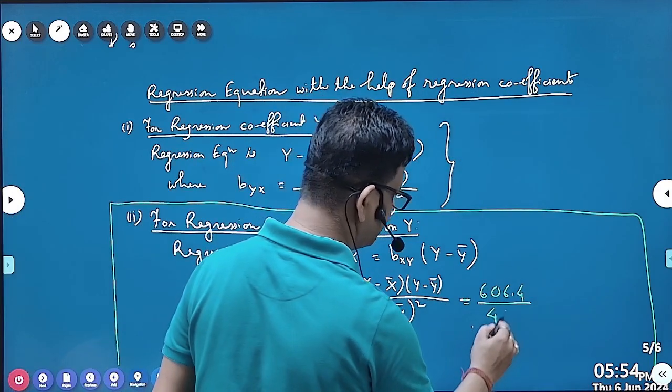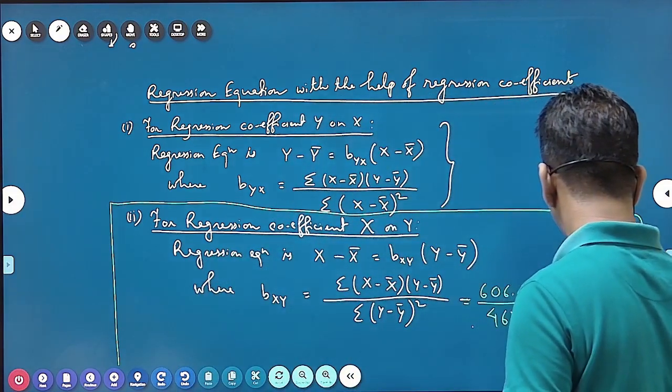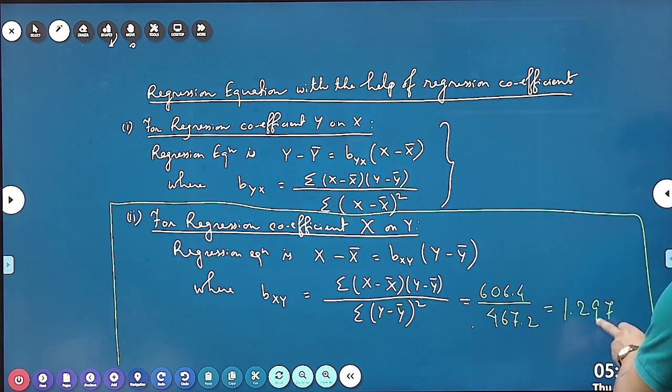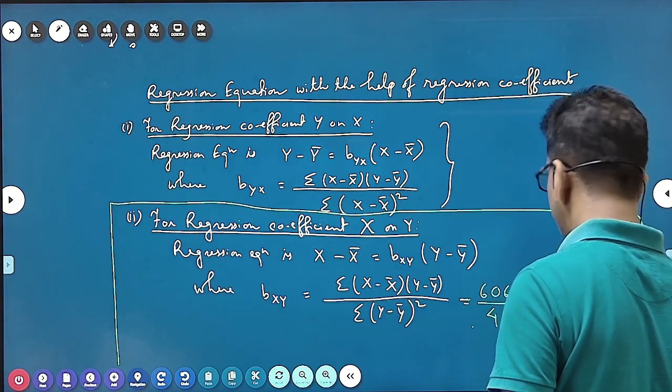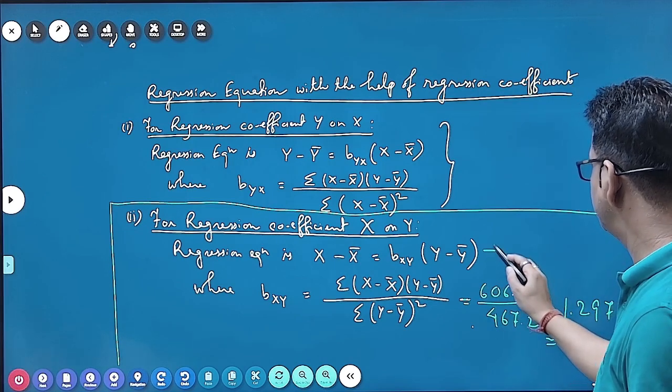467.2. Given? 1.29. Okay, you can round it off to 1.3. Done. Now, this is the first part. Now the equation is this one.